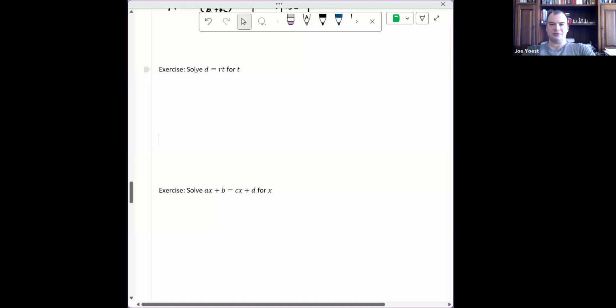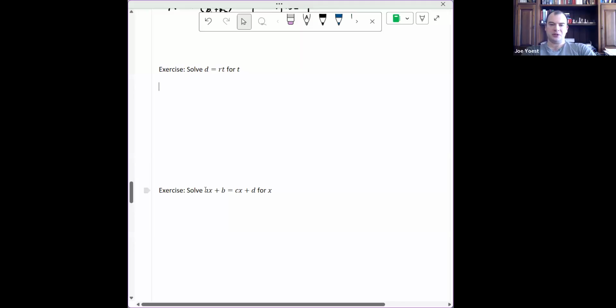Okay, so 2 exercises. The first one should go pretty quickly. Solve d equals rt, distance equals rate times time, for the variable t. To get t equals something where the stuff on the other side of the equal sign has some d's and r's and things in it.